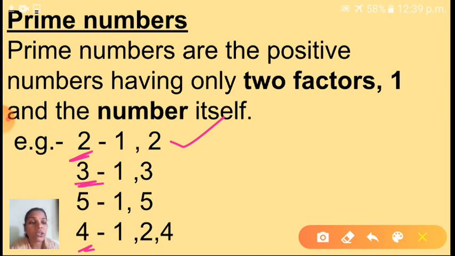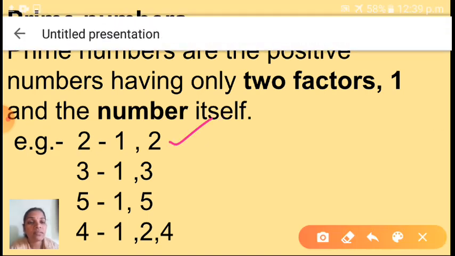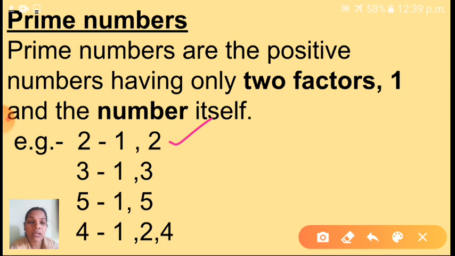Okay, children. So here, 2 has 1 and 2, that number 1 and that number itself. That is the factors of 2. Isn't it, children? So, this is a prime number. And 3 also has 1 and 3. That is also a prime number. And 5 also, yes, 1 and that number itself. That is the factors of 5. So, 5 is also a prime number.